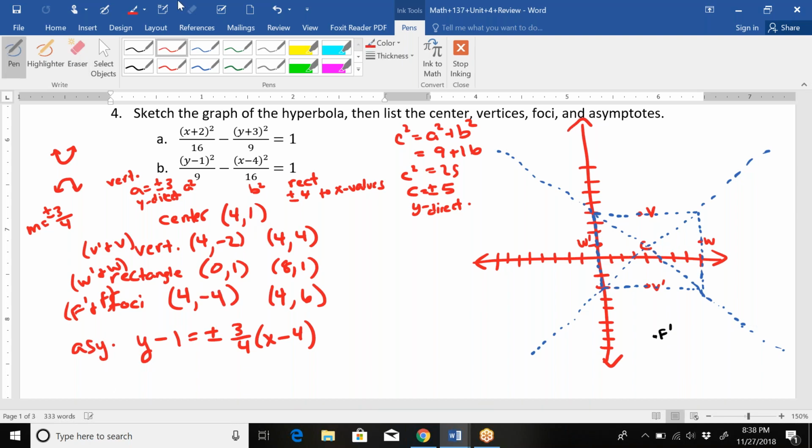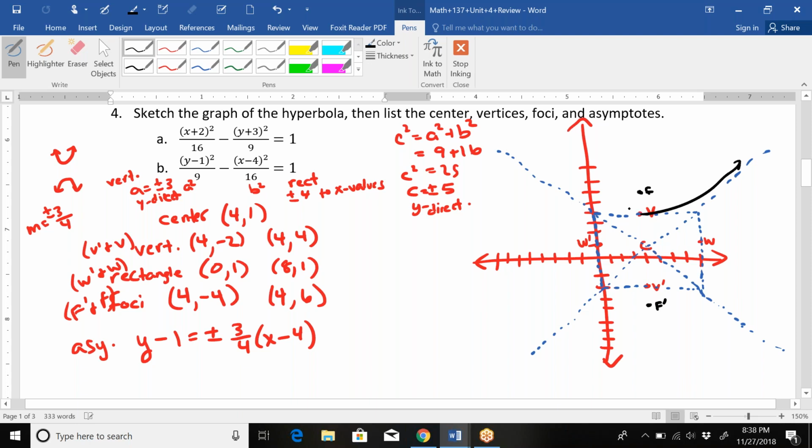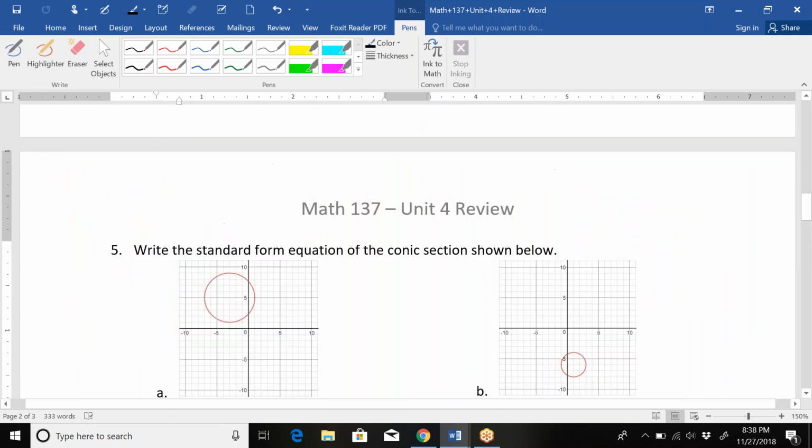Yeah, because these foci points should be equally spaced on each side of the rectangle. There's a symmetry to it. So I knew that was immediately wrong. So 4, -4 is 2 down from this guy, and 4, 6 is 2 up from this one. So they should be equally spaced. And then remember, you just follow your asymptotes from your vertex. Okay, so we have that one, and it meets the orientation we expected.